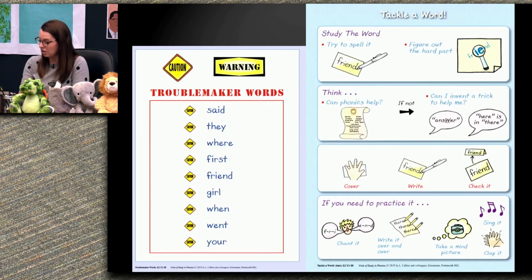As you're writing today, you're also going to practice using your troublemaker words, your tackle a word if there's a word that's always giving you trouble. Don't just let it give you trouble. Do something about it. Tackle it.